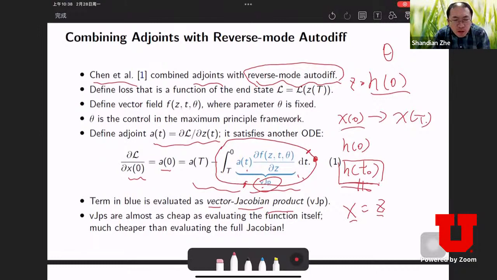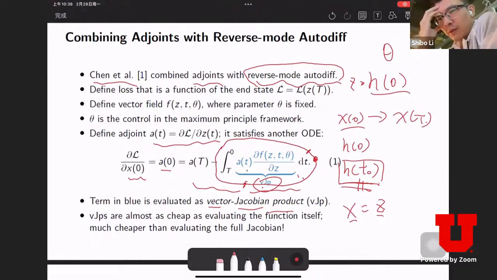But why do they define a high dimensional state? It's not necessary, right? Which variable is high dimensional here? Z. If Z is not high dimensional, it's not necessary to do this.